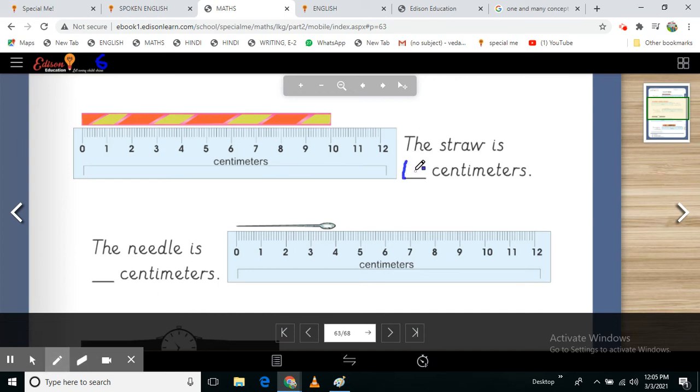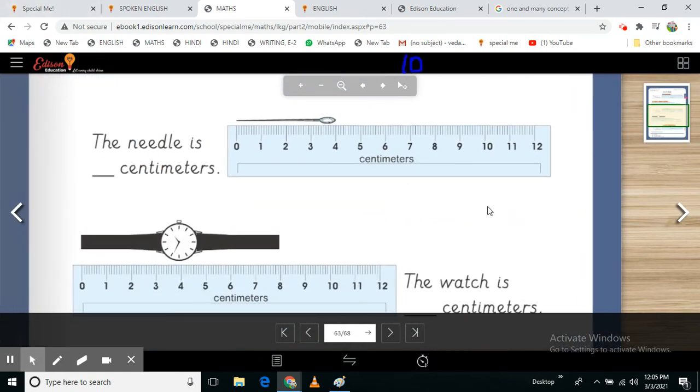Okay, 1 0 10. So the straw is 10 centimeters. You have to observe the ending point of the object, right students. Now next one. This is a needle, right?